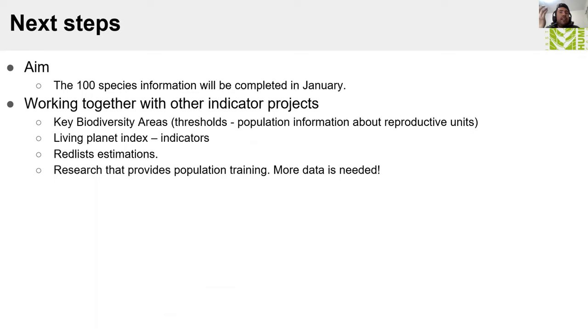And I want to highlight that the population data obtained for this work is applicable to other initiatives, for example, key biodiversity areas, the Living Planet Index, or relevance estimation, because it is information about species populations that is very important. And, for example, research that provides population data is needed, and more data is needed at this moment.